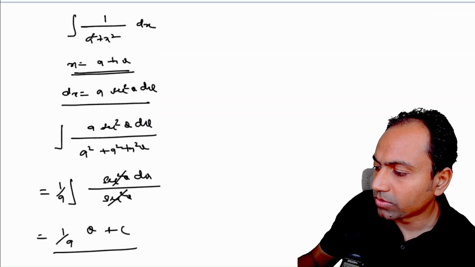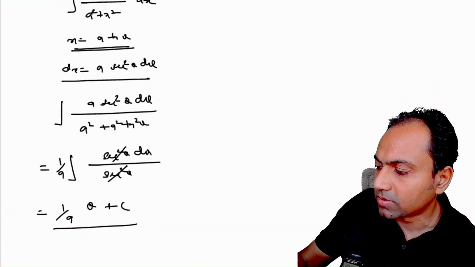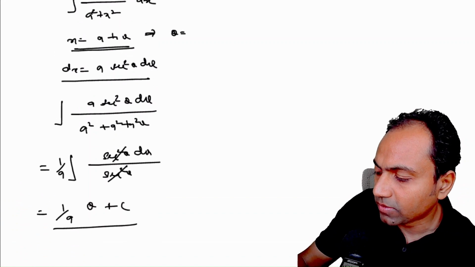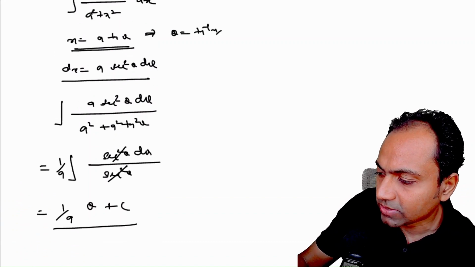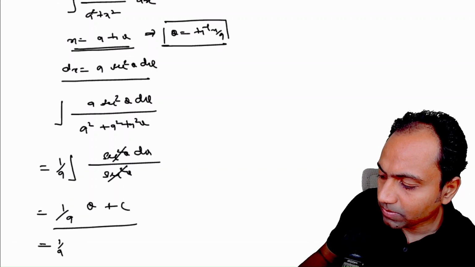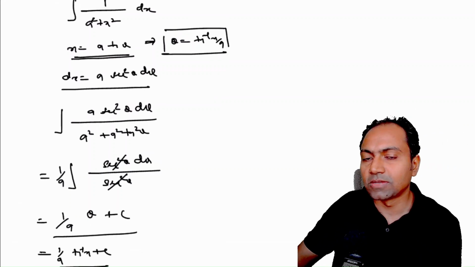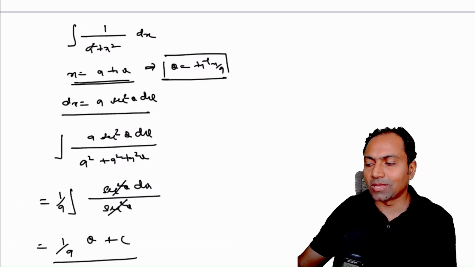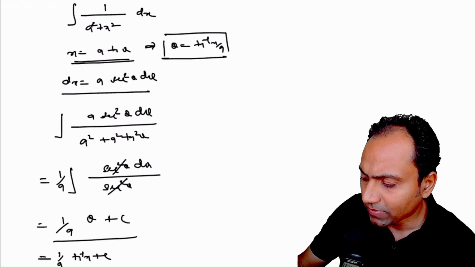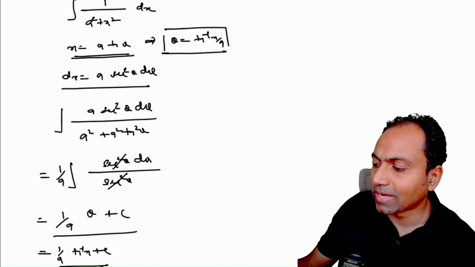So how does the final answer look? If I find the value of theta from here, it is tan inverse x by a. So my answer to this question becomes 1 by a tan inverse x by a plus c. And this is a very important result that we are going to use time and time again. Using similar techniques and standard substitutions, we can come up with some standard results that will be used time and time again. So let us write all of those.